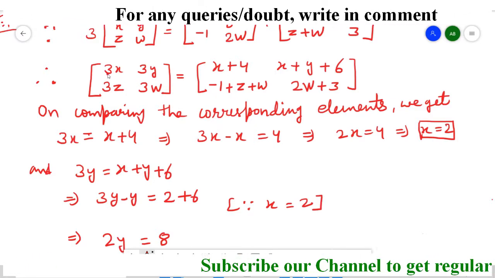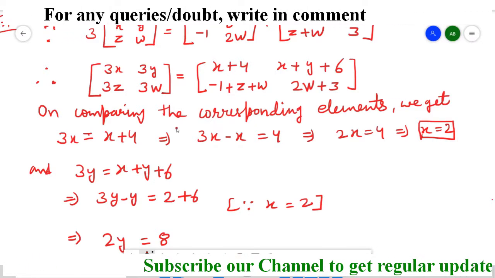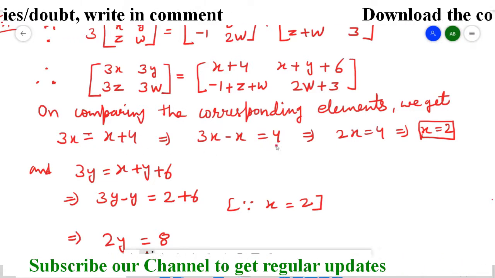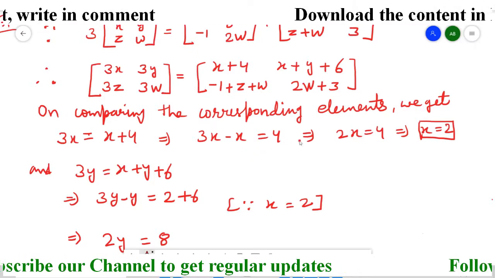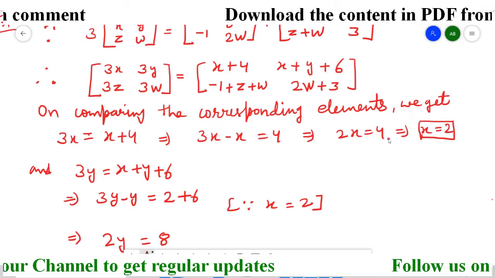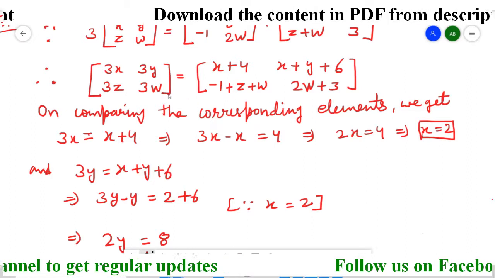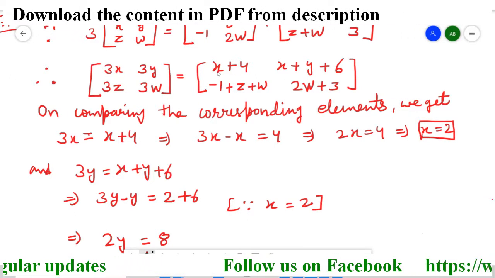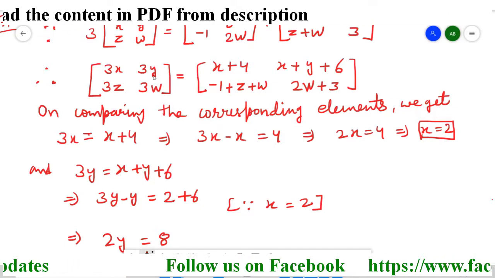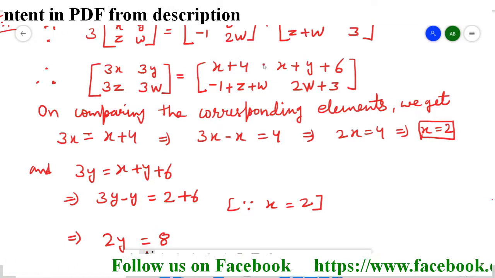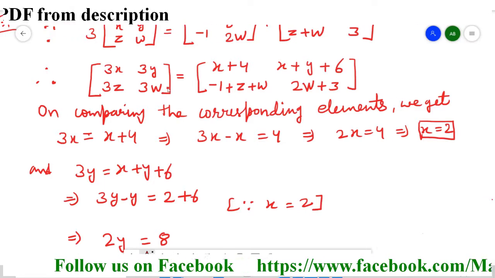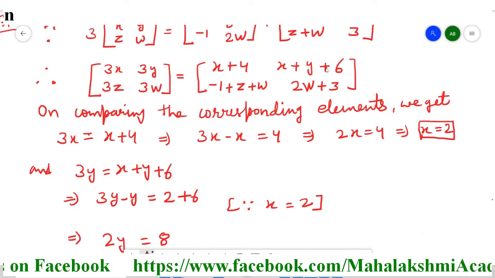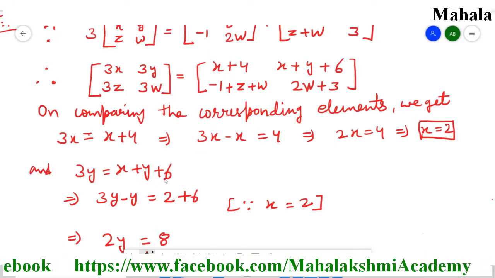So from there we will get 3x is equal to x plus 4, and from here we can get the value of x. After all the simple calculations we obtained x is equal to 2. This x equal to 2 we obtained when we compared the A11 element, that is 3x equal to x plus 4. In the same way now we have to compare 3y and x plus y plus 6. Since two matrices are equal, the conclusion is 3y is equal to x plus y plus 6. From that we obtained this.